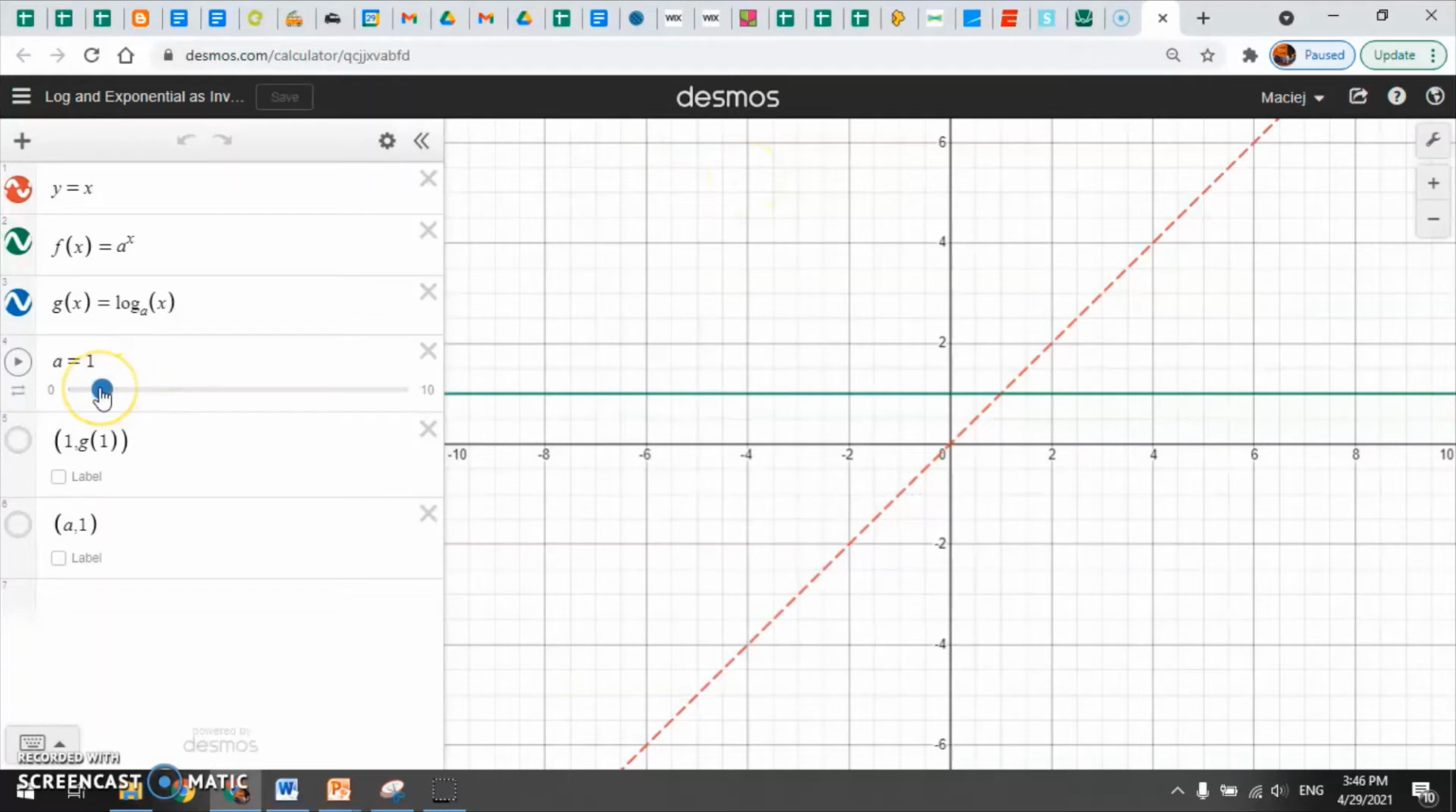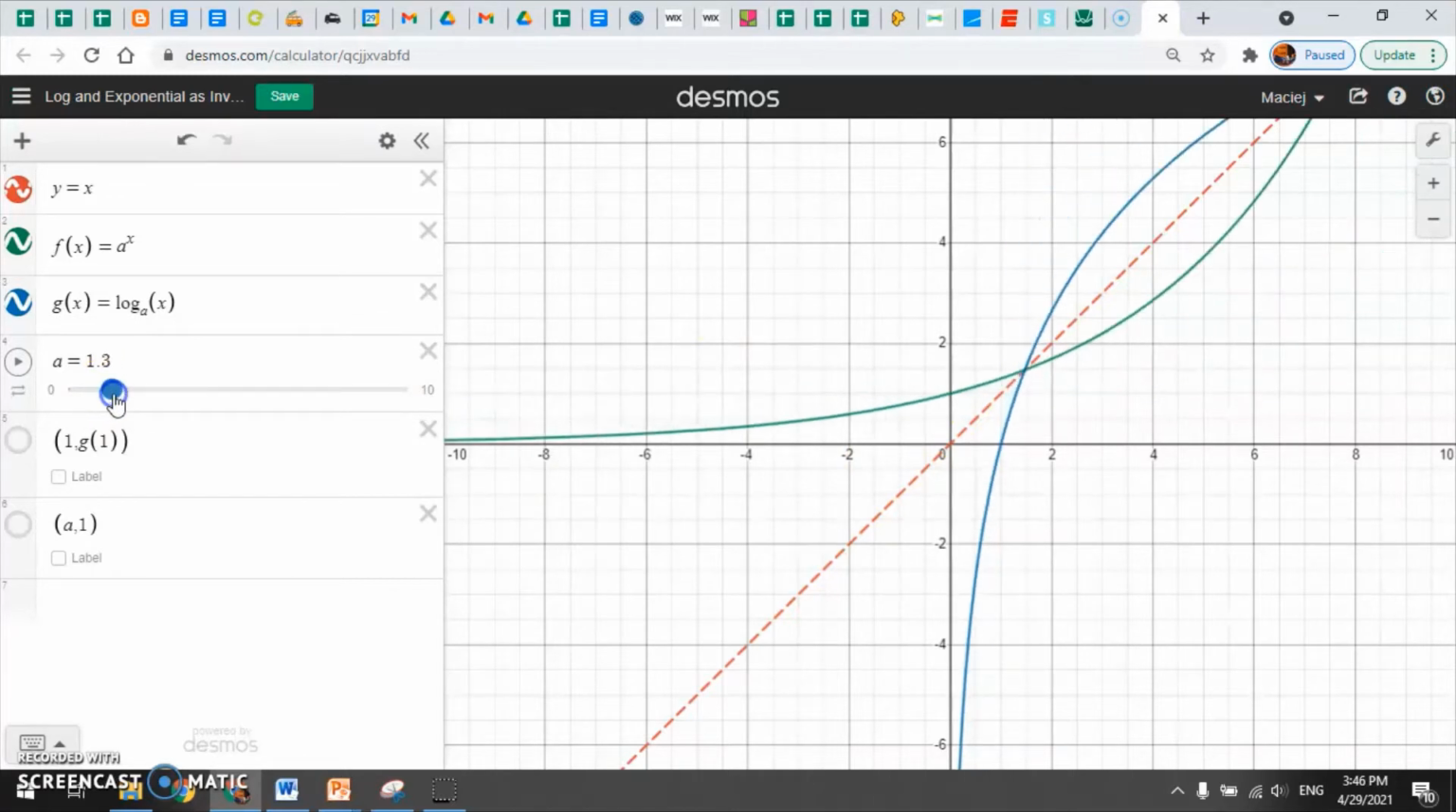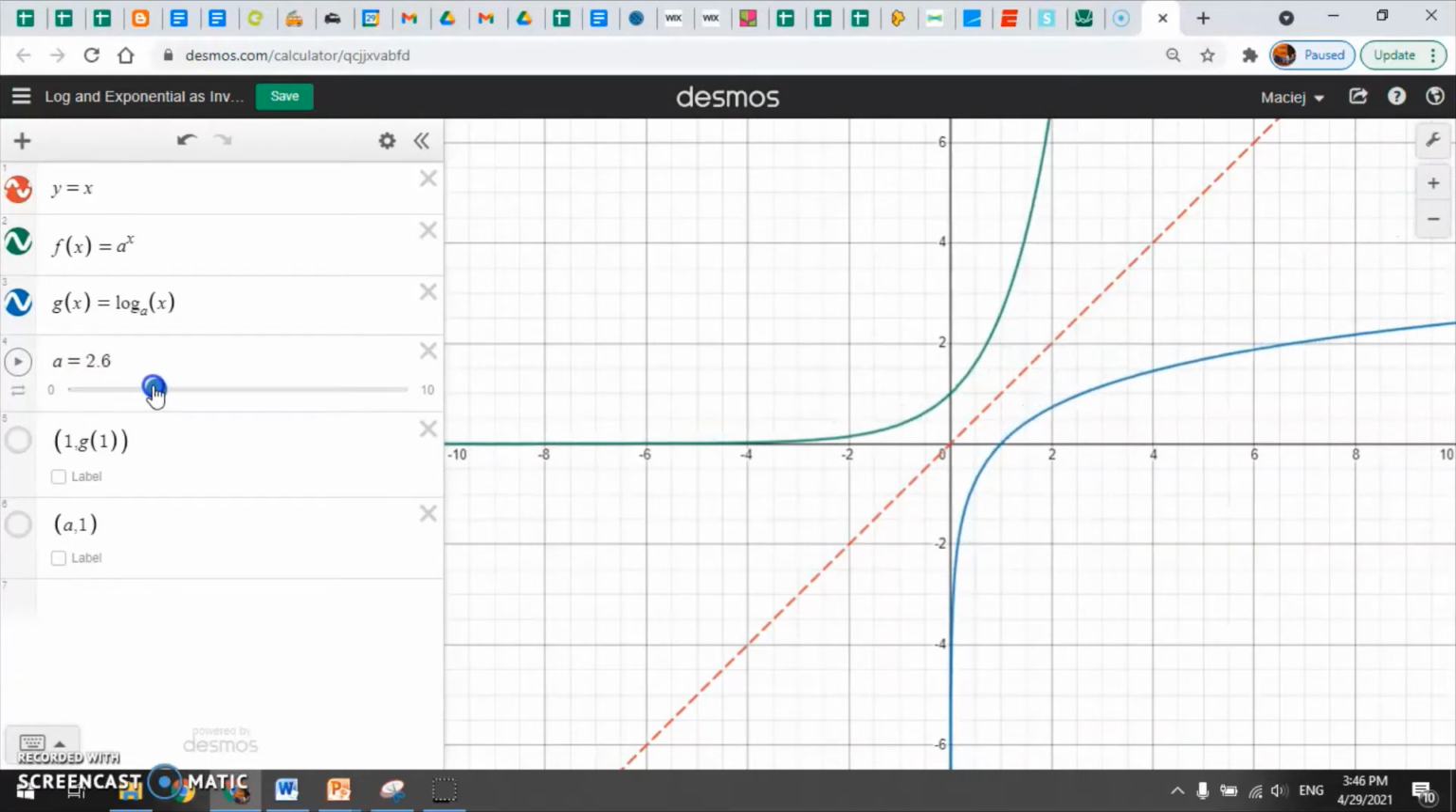I'm going to go in here, there's a slider here. You have your two graphs here, the exponential graph and the logarithmic graph, and you can change the a value. So watch what happens. Right now we don't see anything. We see y equals x, that line of symmetry. But as I make a greater than 1, I'm going to keep sliding this, and you can see what happens. Both graphs emerge, the exponential growth graph and the logarithmic growth graph.